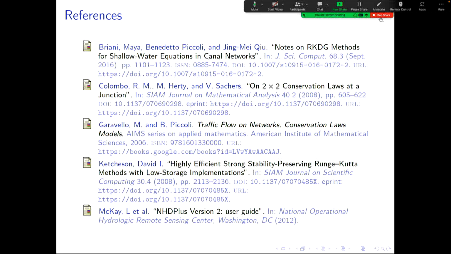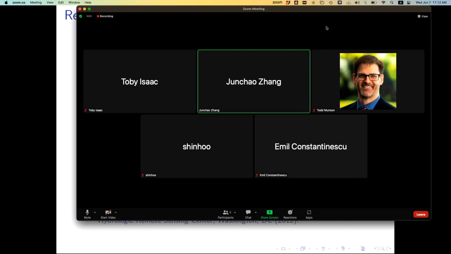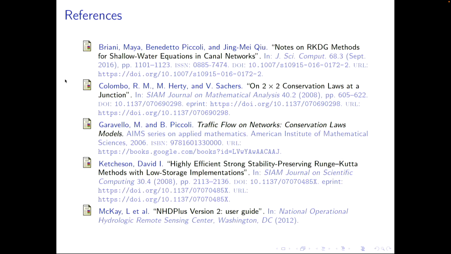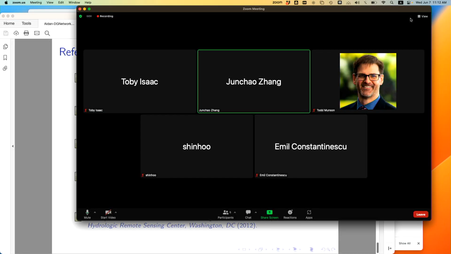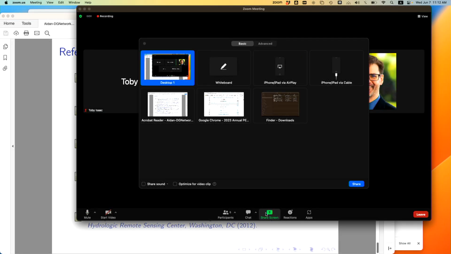And those are the references. And then at the end, I'm just going to quickly show a video of what these things end up looking like. Oh, I didn't mean to stop sharing. One sec. Share screen.